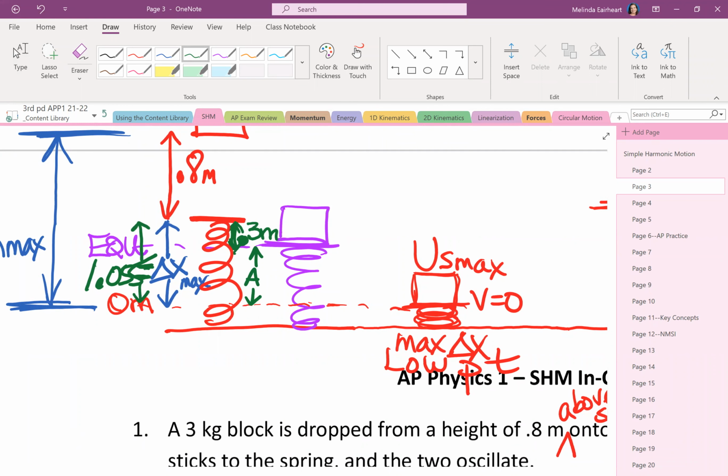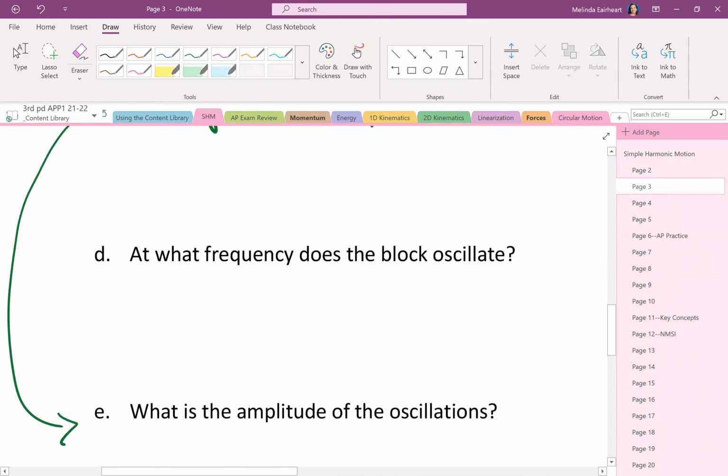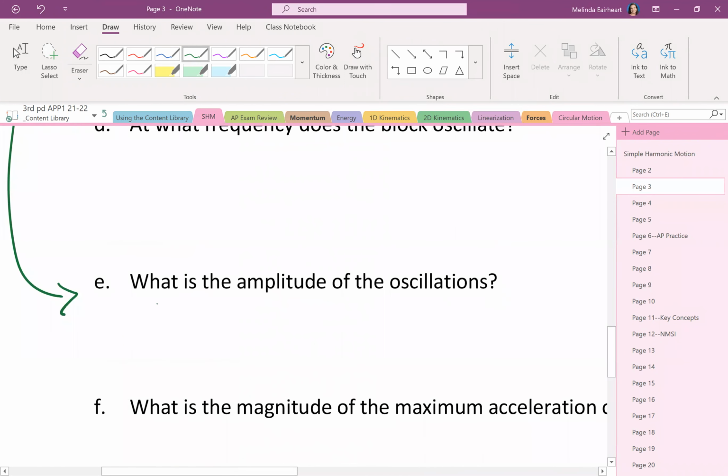I know the maximum, the full distance. I know that little compression to the equilibrium, but it would just be those two numbers subtracted. And so down here, it's going to be that full compression or max compression minus the distance to equilibrium, and that'll equal our amplitude. So the 1.055 from part A minus the 0.3 in part B.